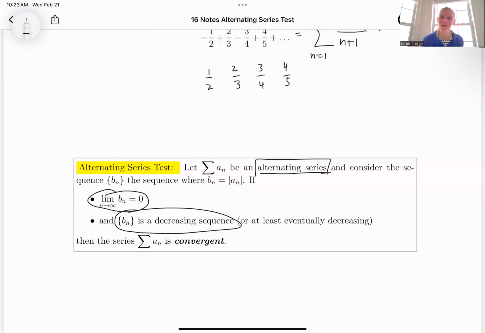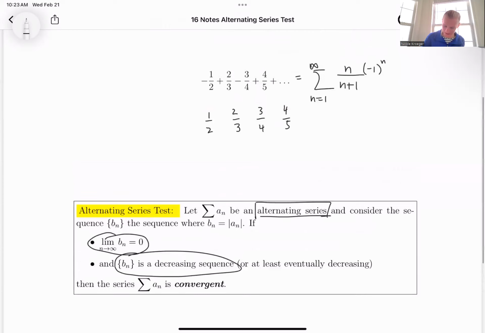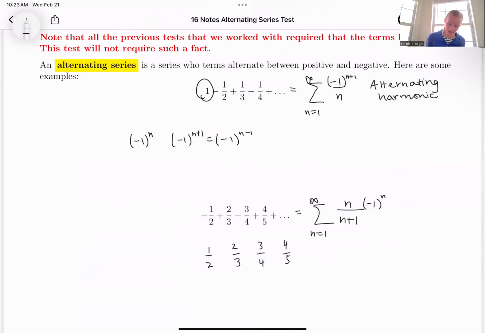Okay, notice the alternating series test tells us nothing about divergence. If one of these conditions is not satisfied, we don't know anything. Okay, be careful. The alternating series test is never going to tell you that a series diverges. So let's try to apply the alternating series test to these two cases up here.